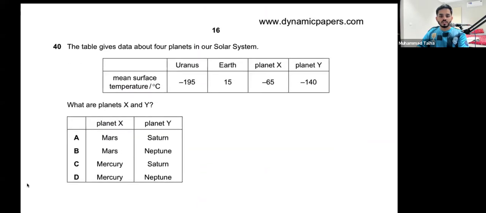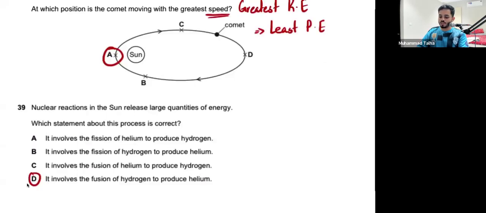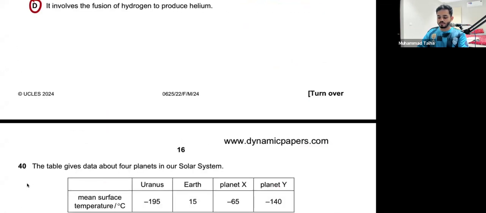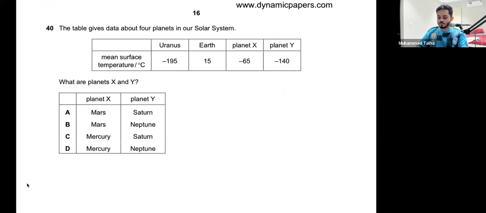Question number 40, the table gives data about 4 planets in our solar system. What are planets X and Y? All right, so Uranus, again, if I just copy the order from here, just feeling lazy, don't want to write this out again. So we know that as far apart as we go from the sun, so this is basically increasing distance from the sun. This is the closest, this is the furthest. The further planets are colder because they receive less of the sun's radiation, right? So this is Earth right here, and this is Uranus.